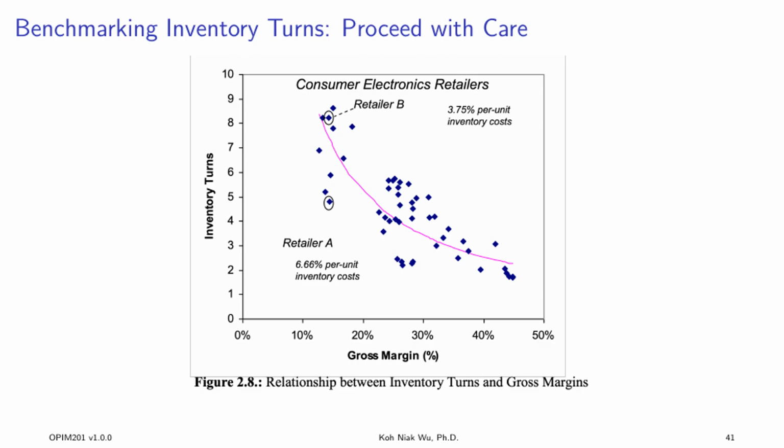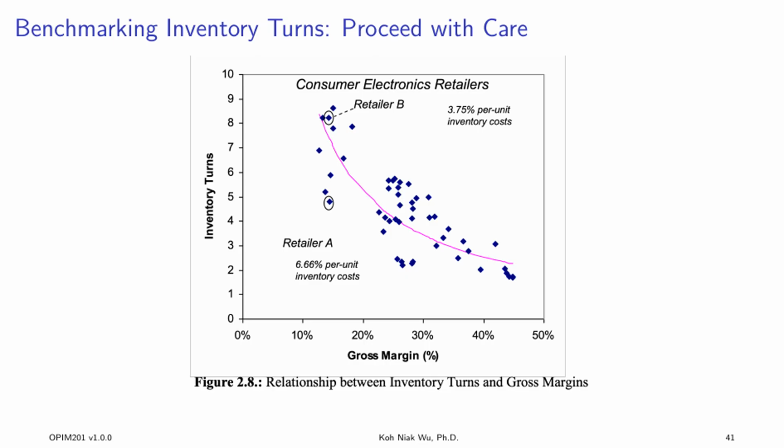In the graph presented, we see a relationship between inventory turns and gross margin for consumer electronics retailers. The data points represent different retailers, each with varying inventory costs and gross margins. Retailer A has a gross margin of 6.6% and higher inventory costs. Retailer B shows a gross margin of 3.75% with lower inventory costs. The trend line indicates that as gross margin increases, inventory turns tend to decrease. This suggests that retailers with higher margins may not need to turn their inventory as frequently.